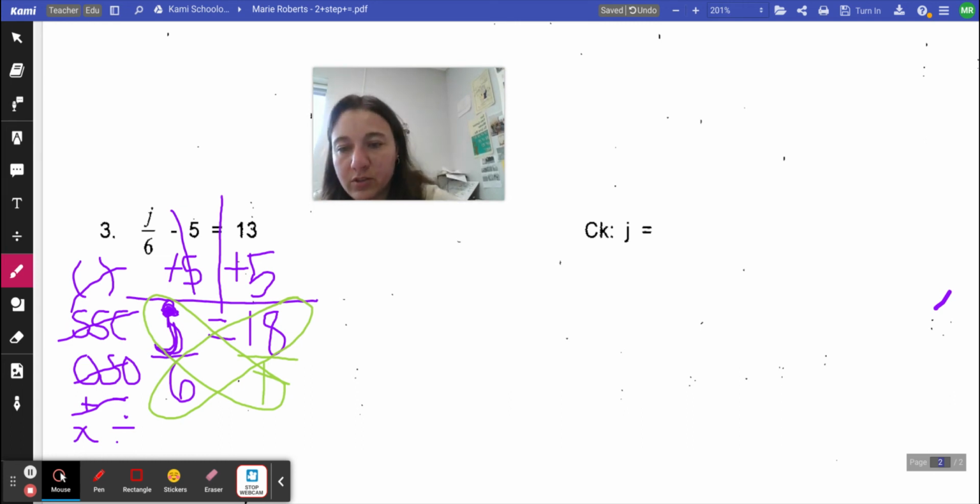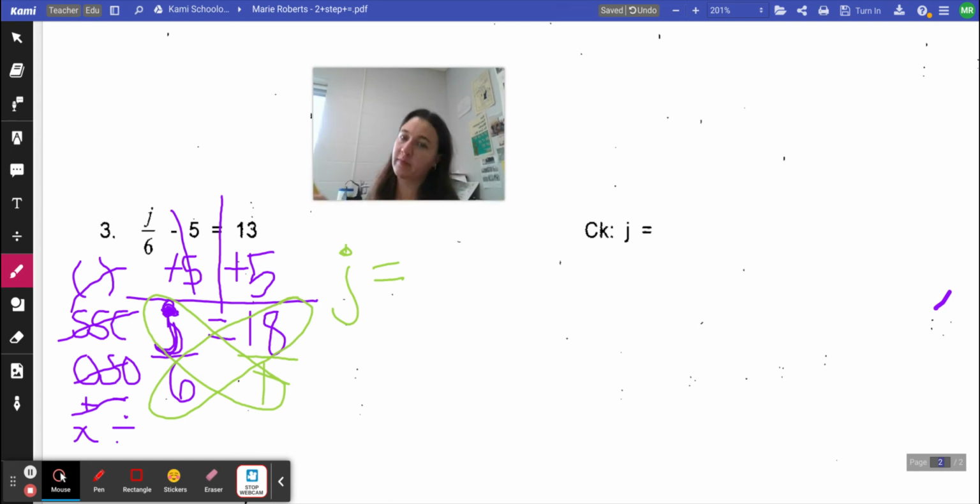So j times 1 is j. Just write that there, write the equal sign. And 6 times 18 is, 6 times 10 is 60. 6 times 8 is what, 48. And then 60 and 48 is 108, but I'm going to check it in the calculator anyway. 6 times 18, because I'd rather be safe than sorry. Oh, it's 108, just like I said it was.